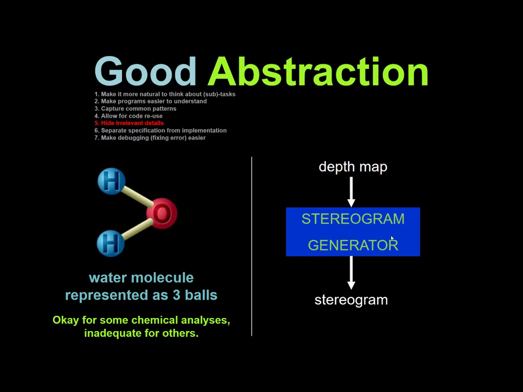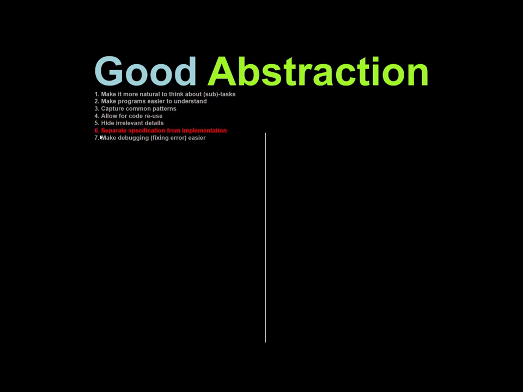Same for us. You have seen the stereogram generator as presented by Ben Leong, but you have no idea how it works. You only know that it takes in the depth map and it produces the required stereogram. So the detail about the stereogram generator is hidden from you. 6. Separate specification from implementation. This is related to the previous point.